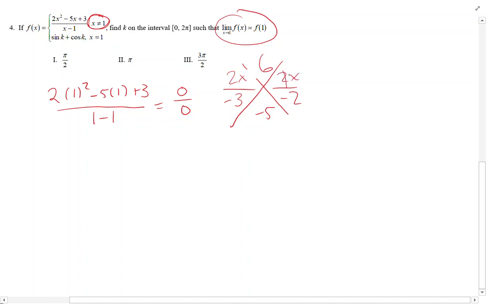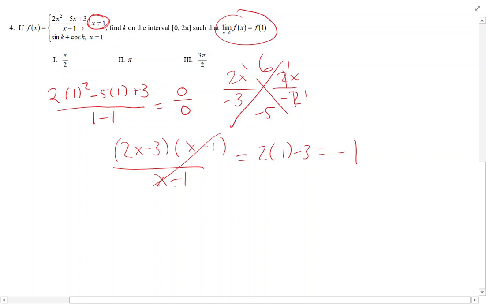So as I reduce, I get my factors, 2x minus 3, x minus 1 over x minus 1. Another clue that we would have gotten x minus 1 on top is the fact that x minus 1 was on the bottom. That means it was probably going to be on the top too, so something would cancel. Try plugging 1 into this again, and we'll get 2 times 1 minus 3 equals negative 1. So we found out the limit value as x approaches 1 is negative 1.